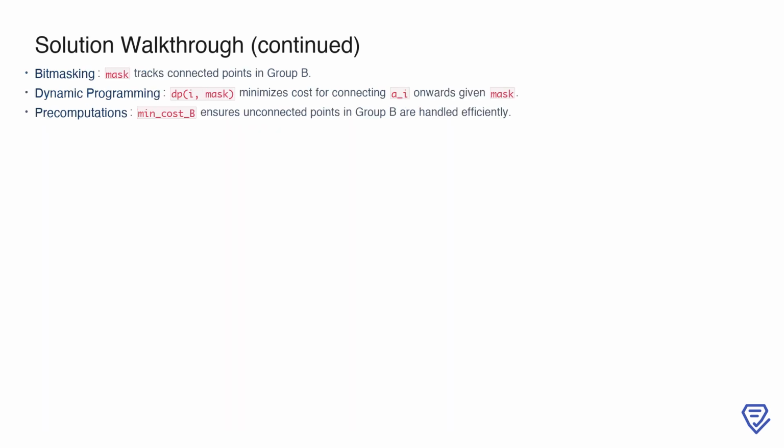To summarize the approach, the key techniques used in this solution are bit masking and dynamic programming. The bit mask keeps track of which points in Group B have already been connected, allowing us to efficiently manage the state as we progress through the points in Group A. The dynamic programming function dp(i, mask) calculates the minimum cost to connect all points in Group A starting from the ith point, given the current connection state. Additionally, pre-computing the array min_cost_B helps handle cases where some points in Group B remain unconnected by ensuring we account for the minimum possible cost to connect each unconnected point. These techniques together ensure an optimal solution to the problem, balancing efficiency and correctness.